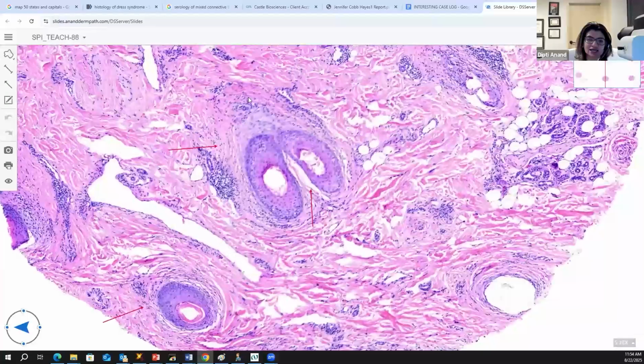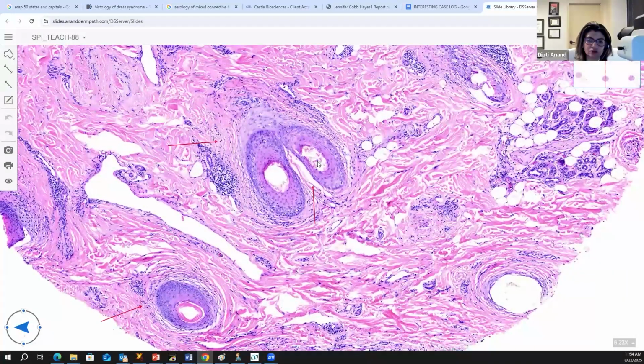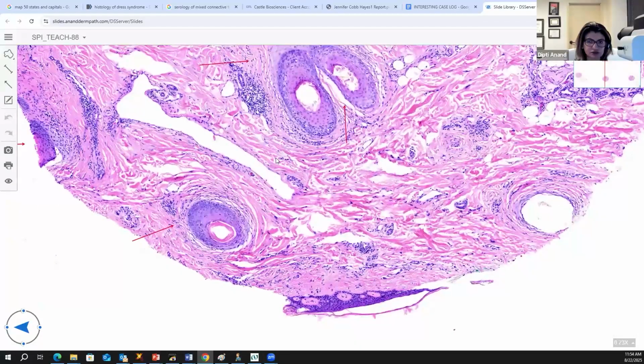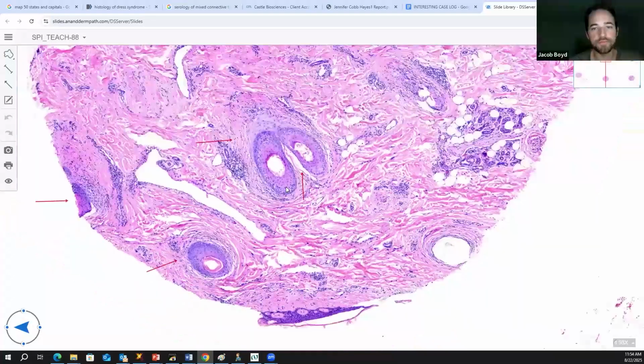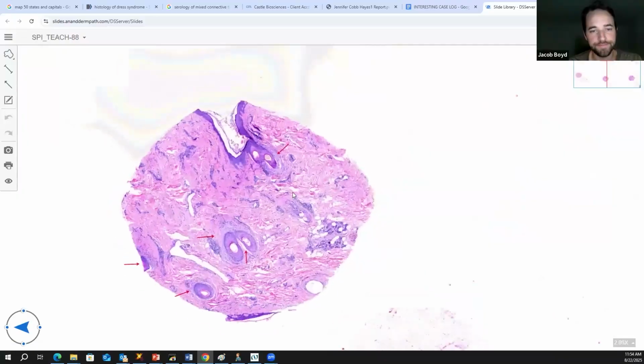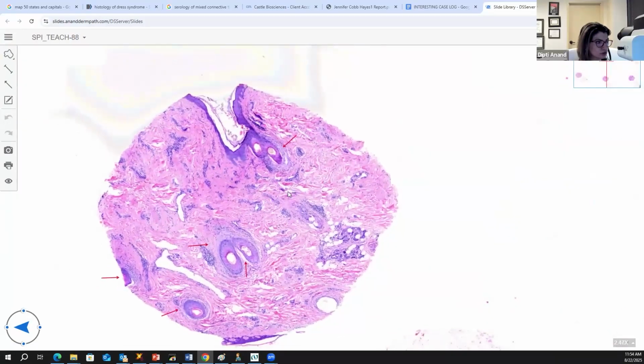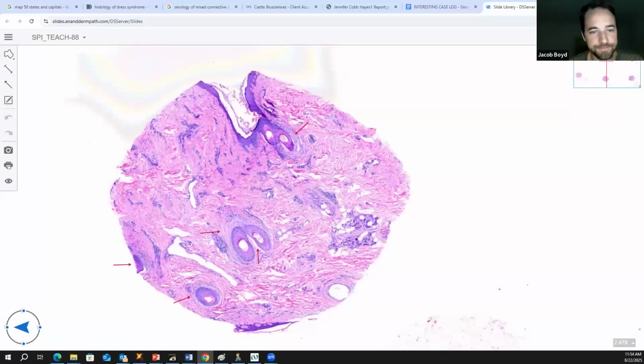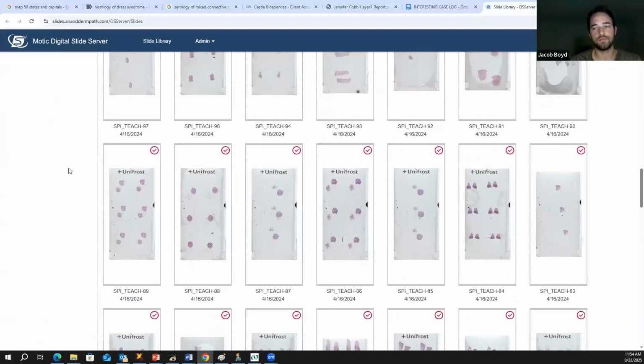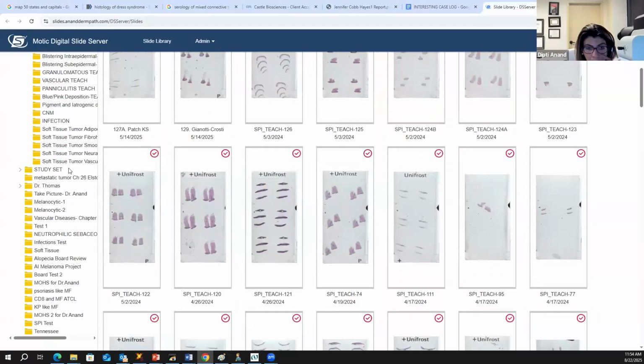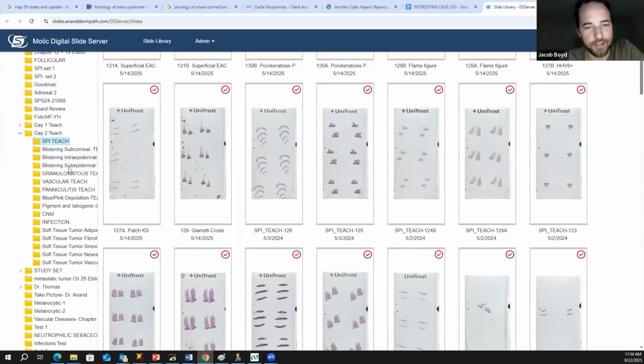This is what you want to see in LPP. You see the concentric mucinous perifollicular fibrosis with minimal inflammation, and how different it looks from what I just showed you, right? So based upon that, that is not LPP, right? Do you agree? Yeah, I agree.